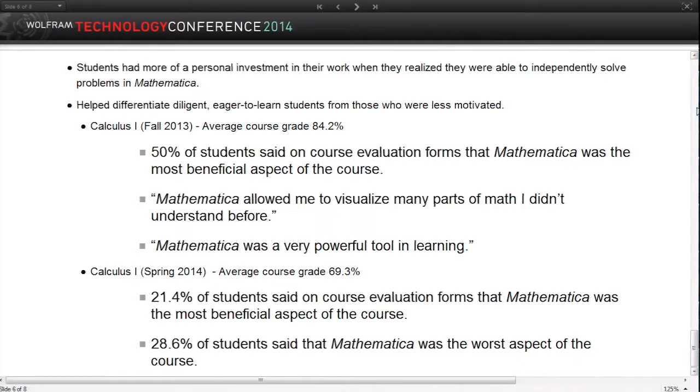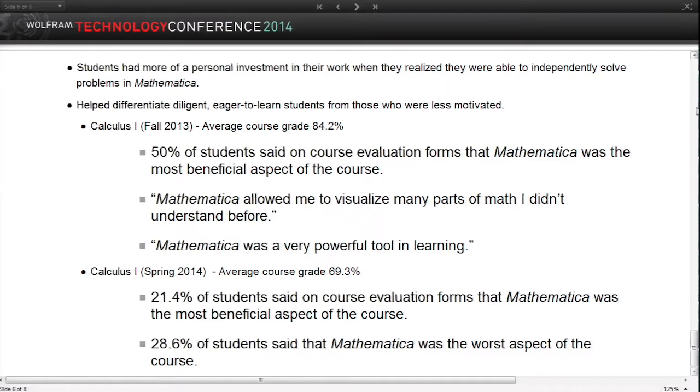So this goes to show that for the students who really are motivated and want to learn, Mathematica, especially the visualization and being able to see things and have that quick computation, was valued and appreciated, and it helped them. For the students, however, who didn't want to personally push themselves, it was not viewed as favorably, and it did not help them as much.